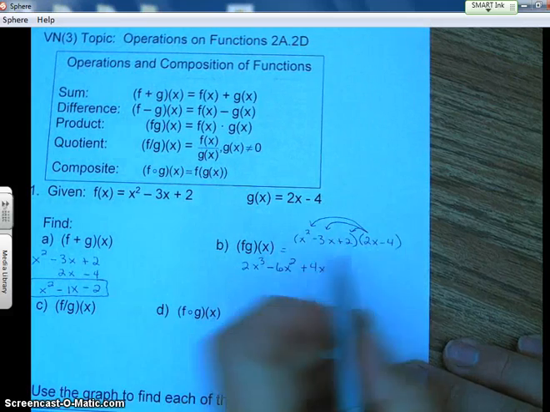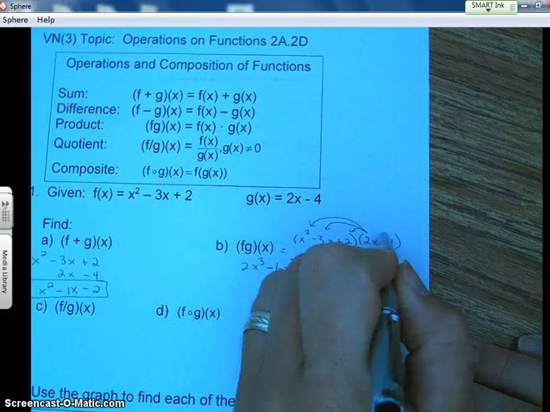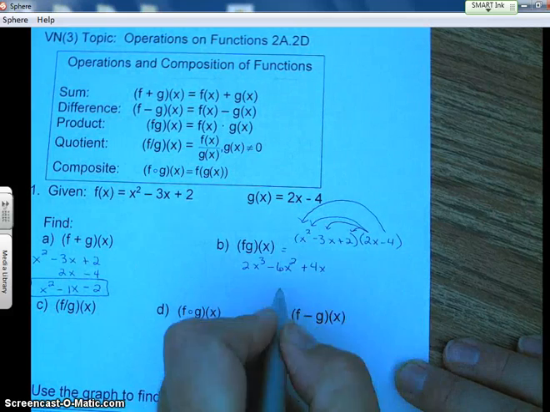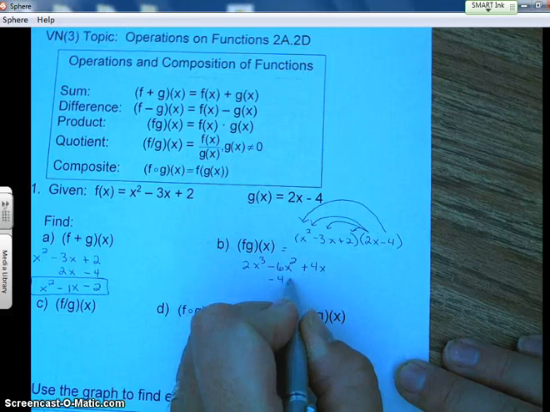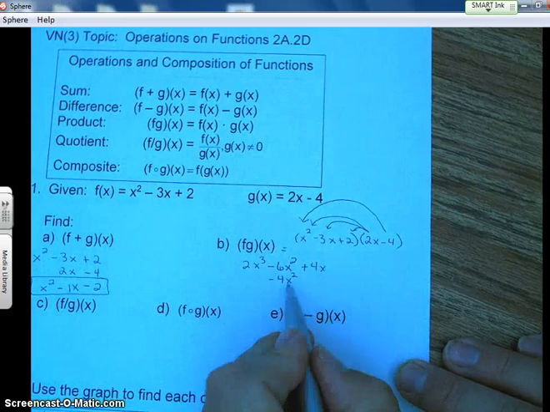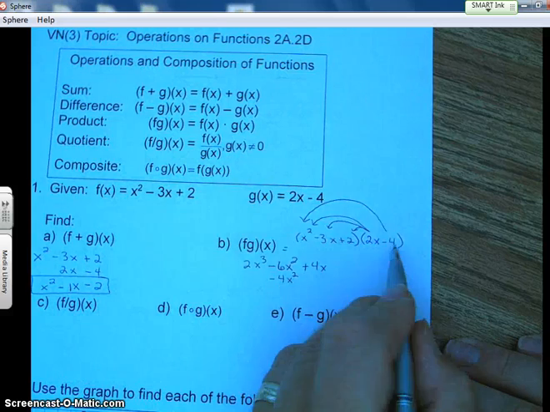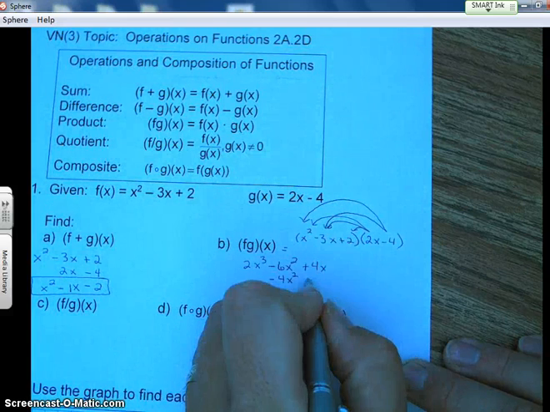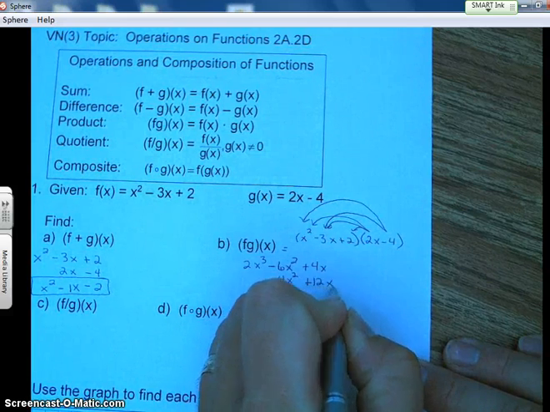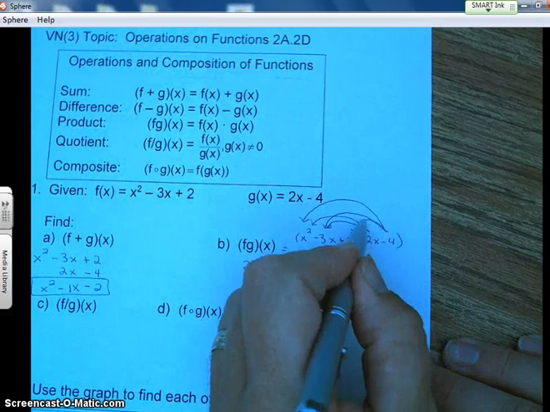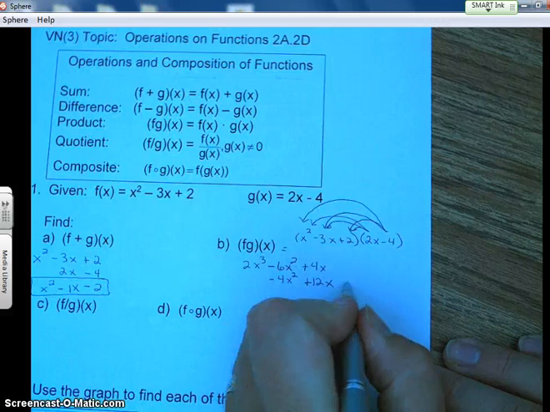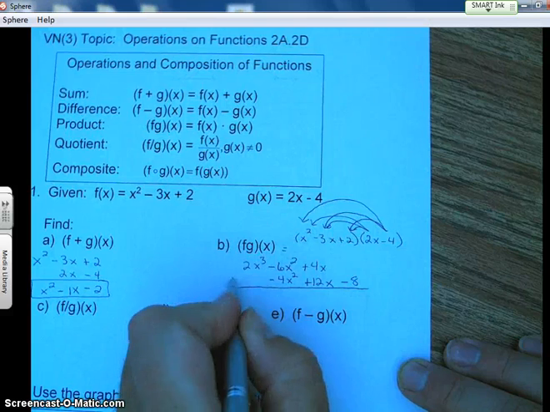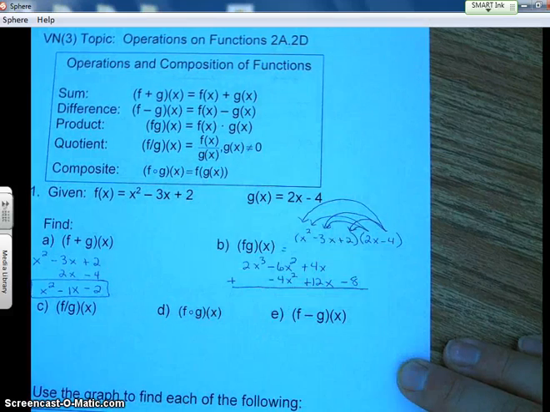Then we have to distribute the other one. So we have a negative 4. So negative 4 times x squared is negative 4x squared. Notice I'm lining up my like terms. Negative 4 times negative 3x is 12x. And negative 4 times 2 is negative 8. The reason I do that is because after you're done multiplying, you need to combine like terms to simplify it.